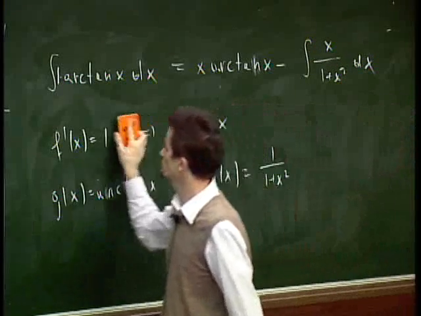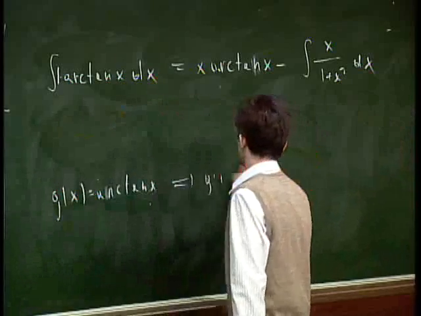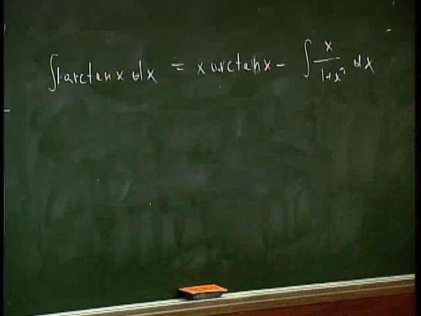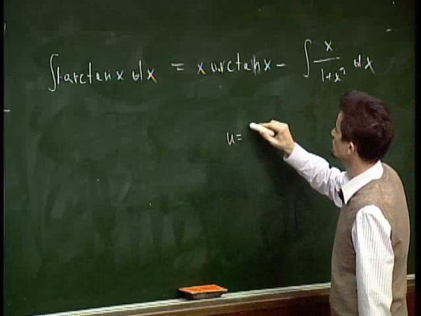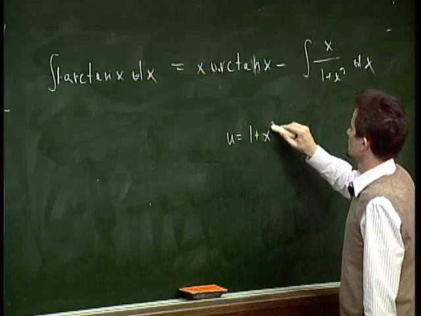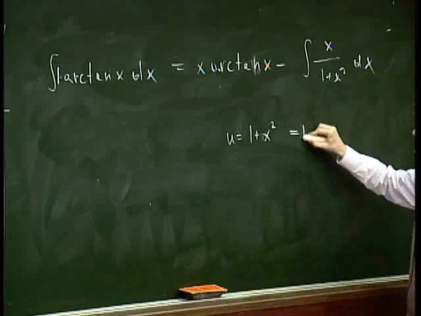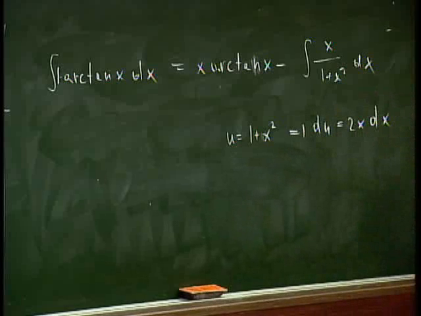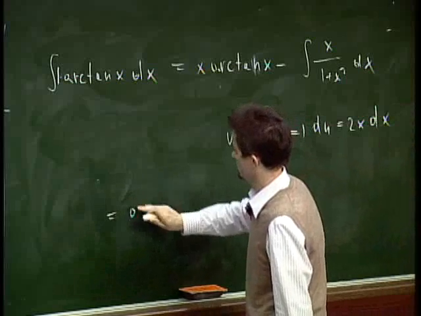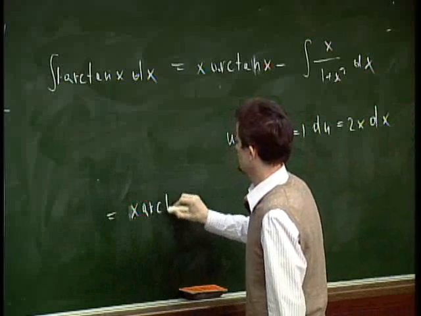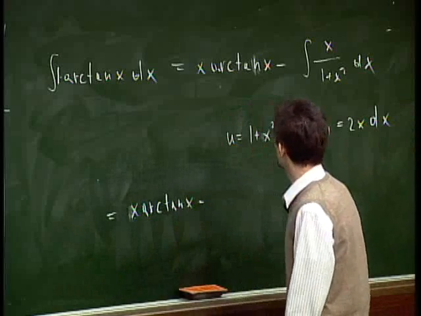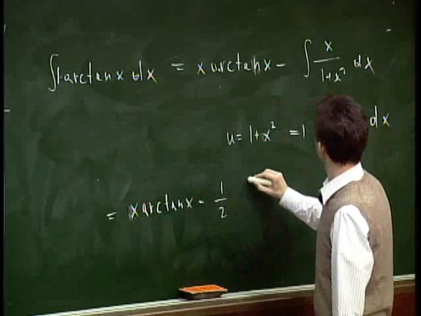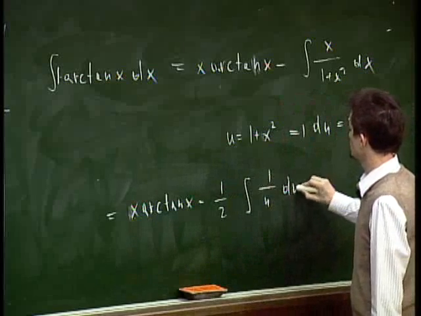In particular, you can substitute here, because you see that the inner derivative of this function is there as a factor. So if you substitute u equal to 1 plus x squared, you see that du becomes 2x dx. So everything becomes x times the arctangent of x minus 1/2, and then the integral is just 1 over u du.